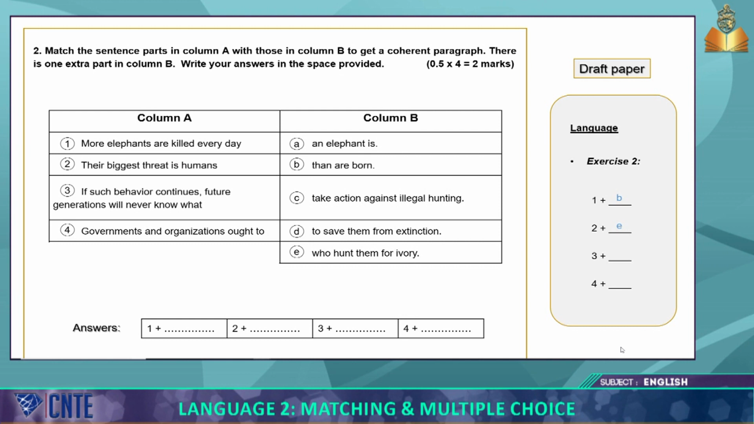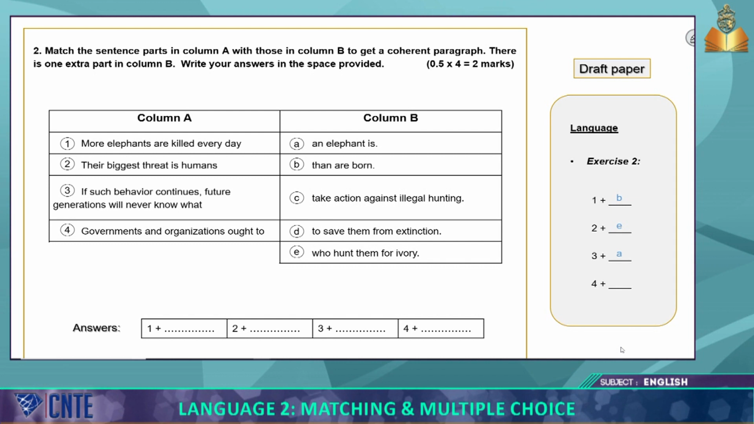If such behavior continues, future generations will never know what. After reading the parts left in column B, we can confidently say that the correct answer is A. Try to read the sentence using it. If such behavior continues, future generations will never know what an elephant is. Perfect. Finally, 4. Governments and organizations ought to.